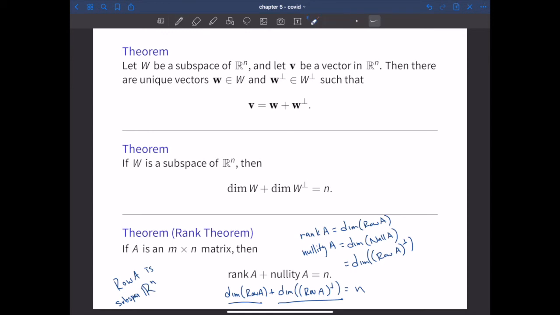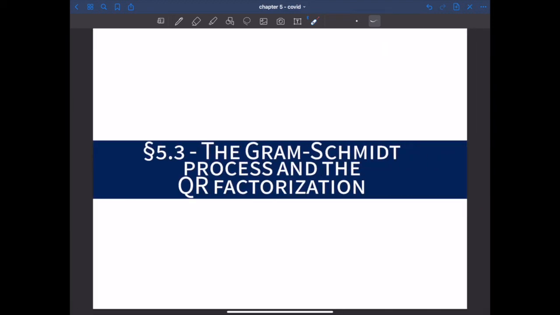All right, so that does it for section 5.2. We are going to move into section 5.3. Now, in a typical year, we would cover all of section 5.3. Some of you may have noticed that this year is not shaping up to be quite so typical.